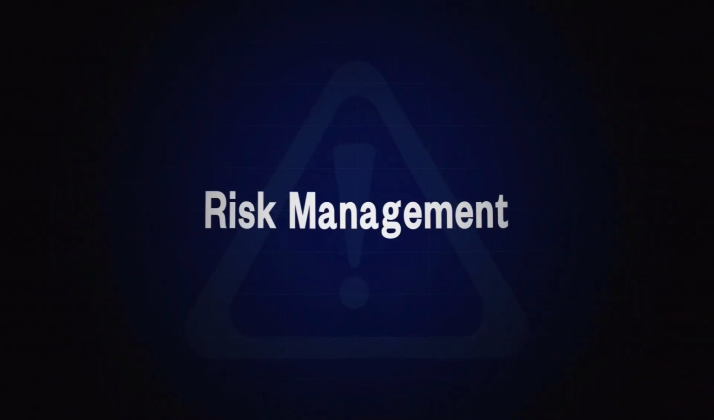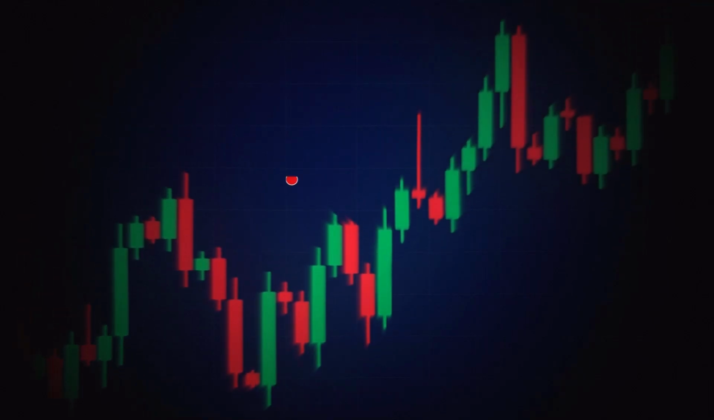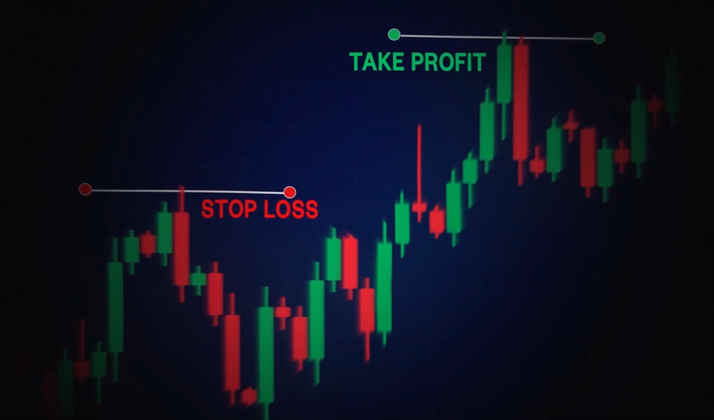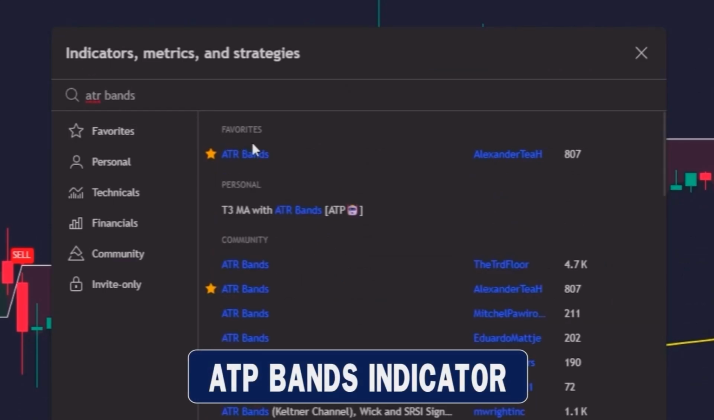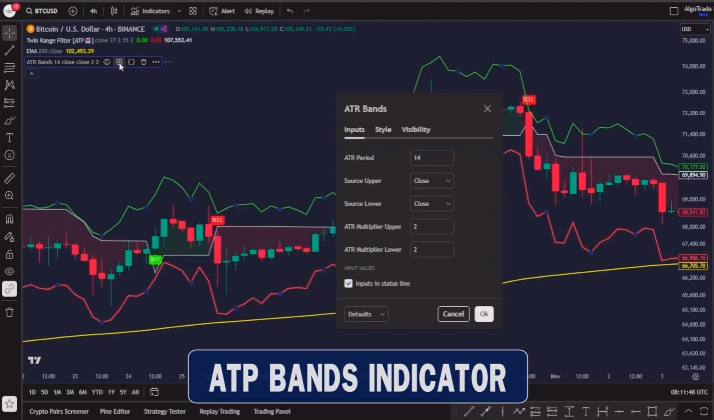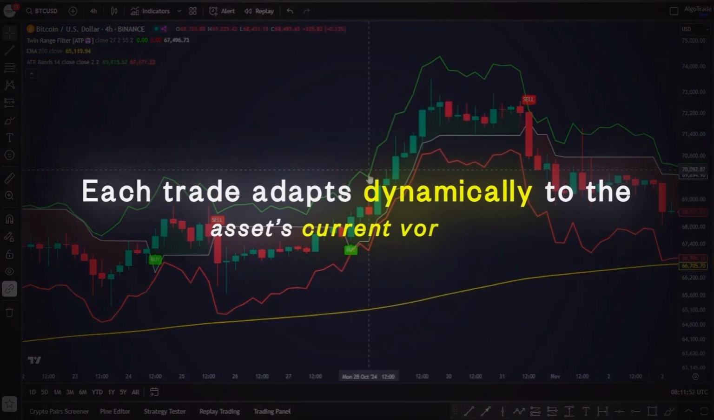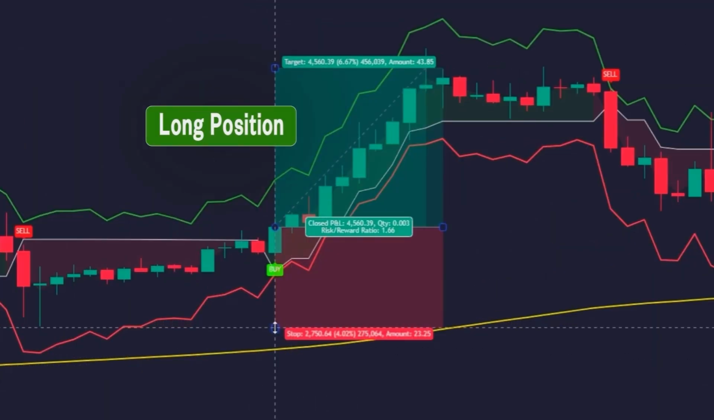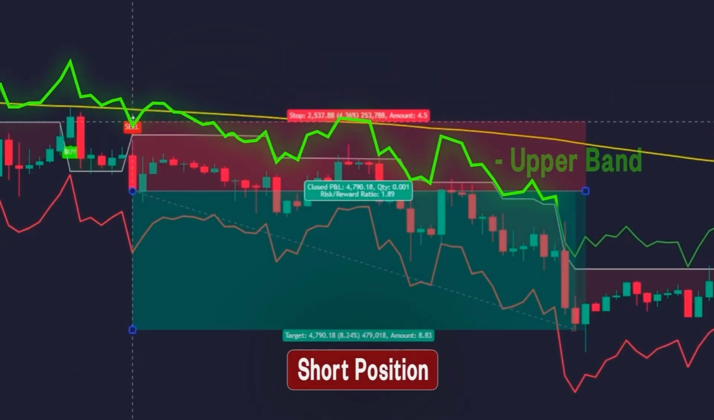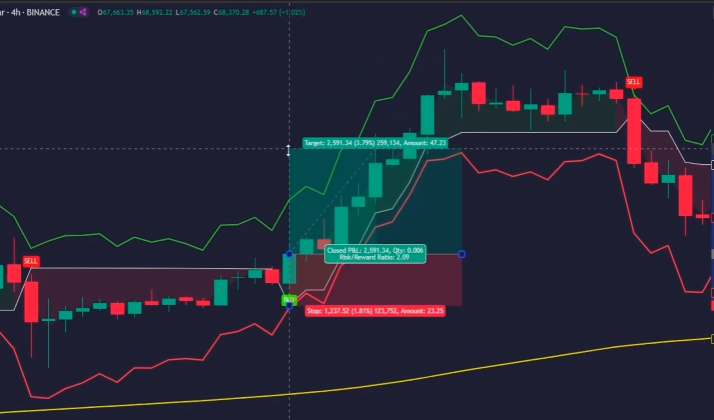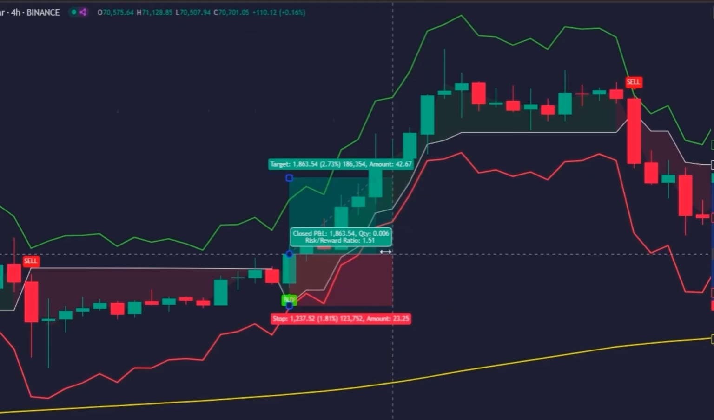Next, we move on to the risk management, one of the secrets of any good strategy. Every trade will include a clear stop loss and take profit. For the stop loss, we'll use the ATR bands indicator with a multiplier of 2, which means each trade adapts dynamically to the asset's current volatility. For long positions, the lower band sets up our stop loss. For shorts, we use the upper band. As for the take profits, we'll stick with a 1 to 1.5 risk-to-reward ratio, a classic setup.